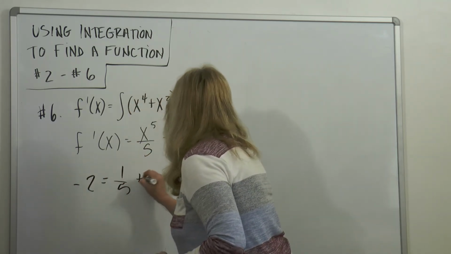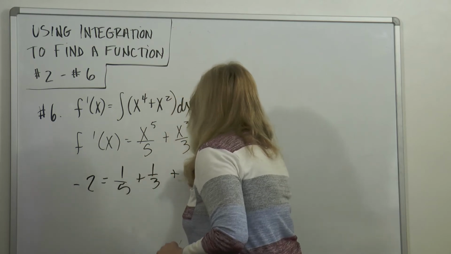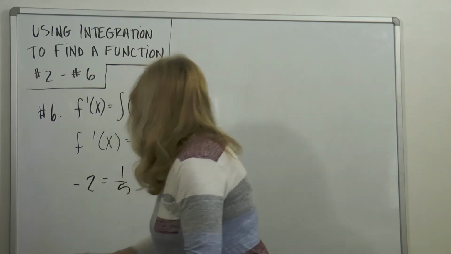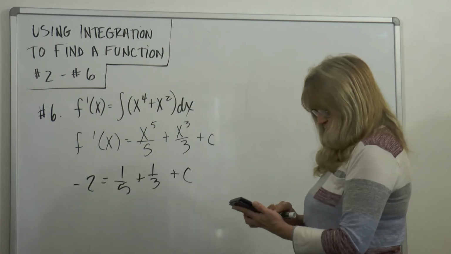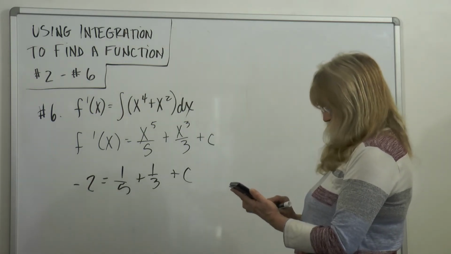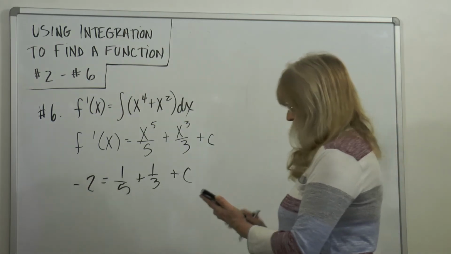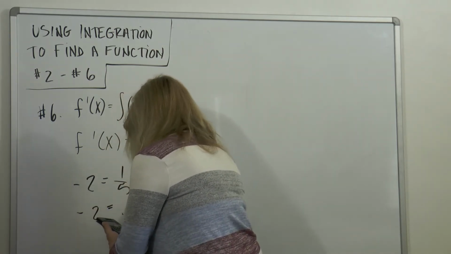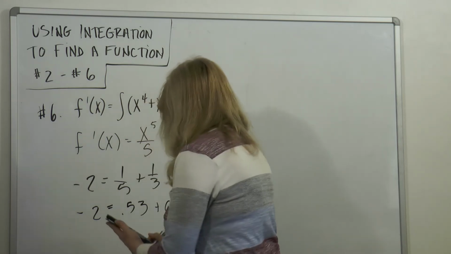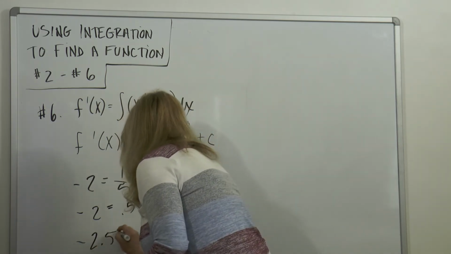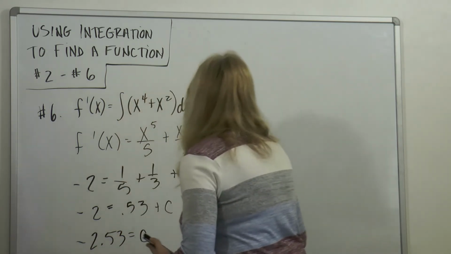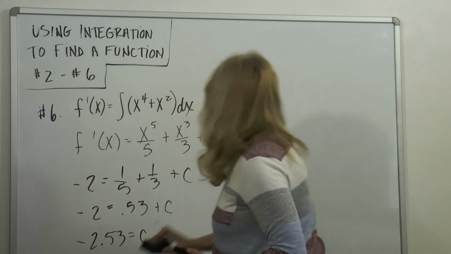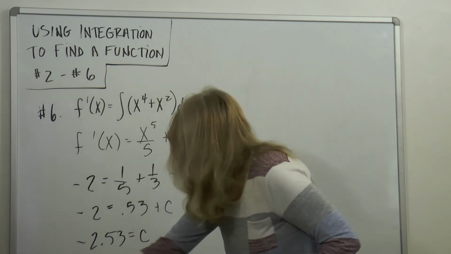So that's 1/5 plus 1/3 plus c. You can do decimals or fractions, I don't care. So -2 equals 0.53 plus c. So -2.53 equals c. Rather than rewrite the whole thing, I'm just going to put this up here.